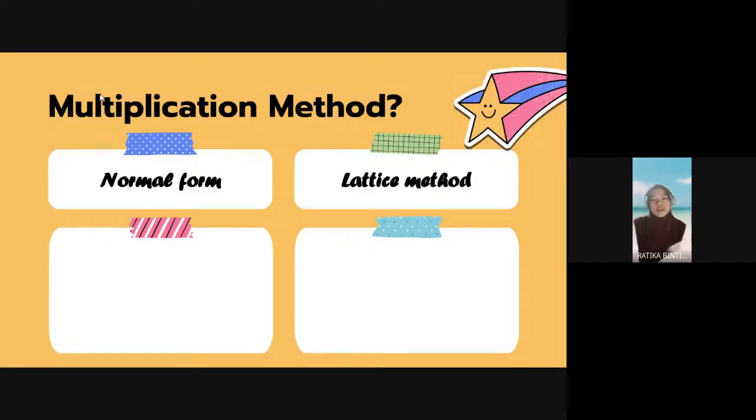Okay, now, multiplication method. Okay, you have learned 2 multiplication methods. The first one is the normal form. Normal form tu macam biasalah, bentuk lazim. Okay, for example, macam tadi lah, 150 ringgit times 3.